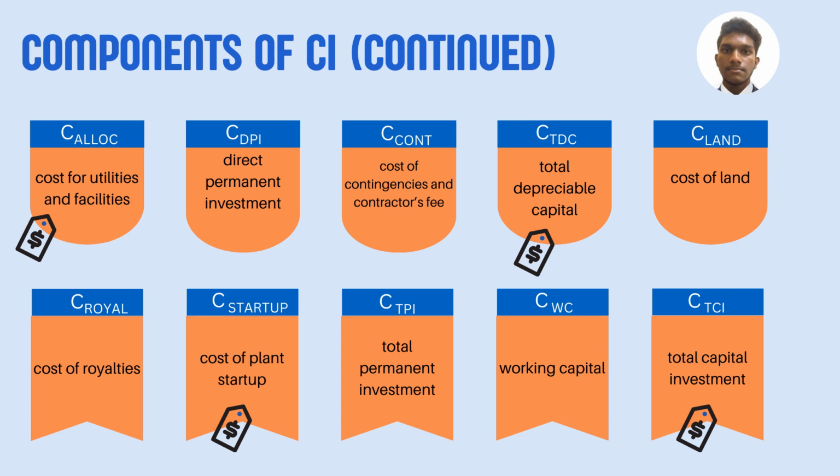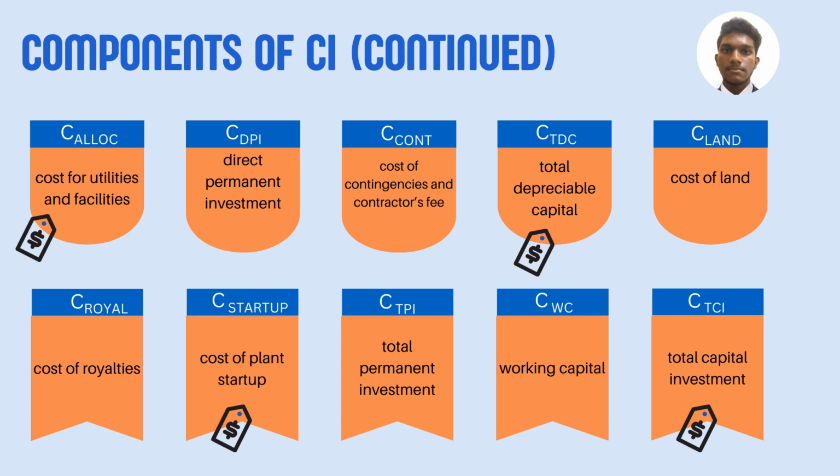Next, we have the cost for direct permanent investment, and cost of contingencies and contractor fees, which is the cost for unexpected expenses during plant construction and maintenance. Next, we have total depreciable capital, cost of land, and cost of royalties, which is the cost associated with using patented products or processes. It may involve a one-time fee included in the capital investment as a royalty or paid-up license. Next, we have the cost of plant startup, followed by the total permanent investment.